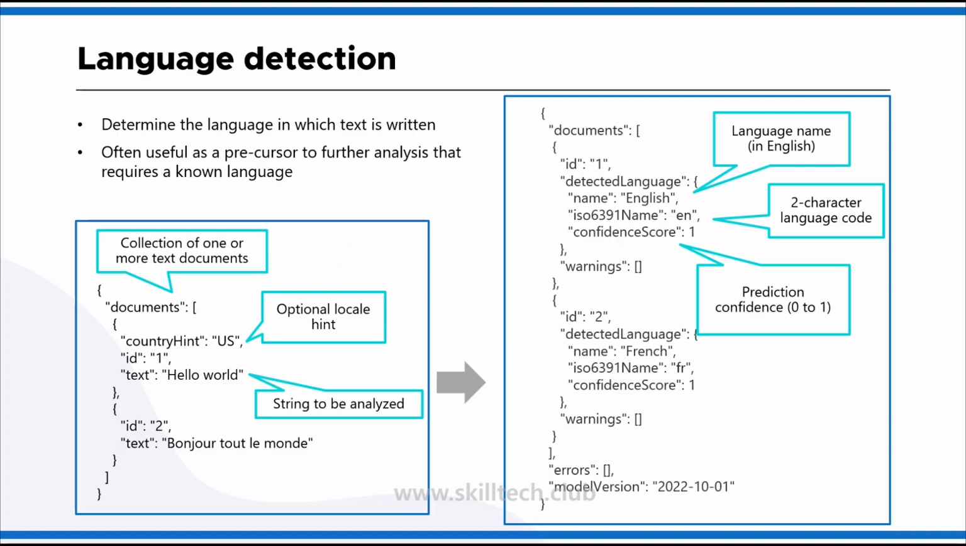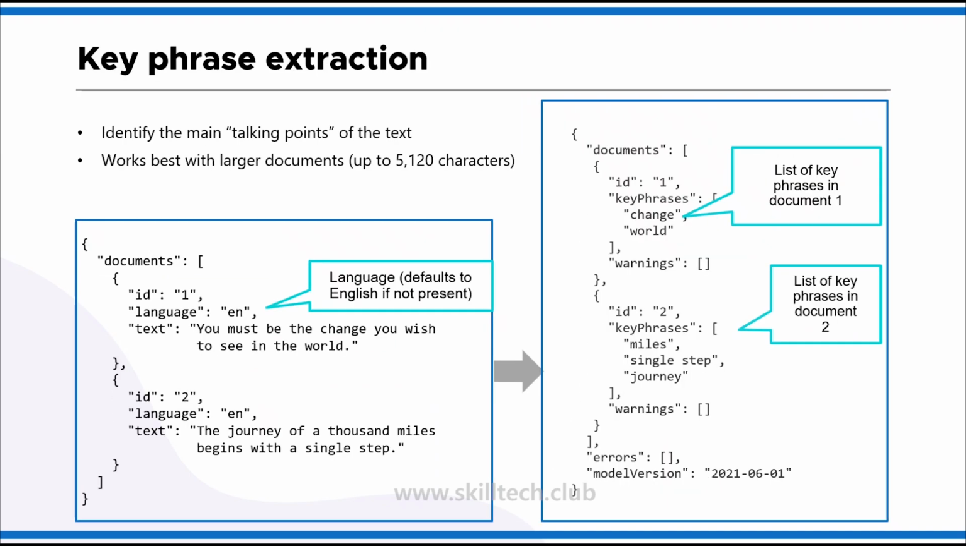For English, it is EN, and for French, it is FR when we go to ID number 2. Also, there are chances that sometimes certain words are going to have a meaning associated with multiple languages. At that time, it can impact the confidence score, or it can also show you some kind of warnings associated with that. Same way, if I try to use key phrase extraction, you can identify the main talking points from the text which you are providing. It works best with larger documents, which can be not more than 5120 characters.